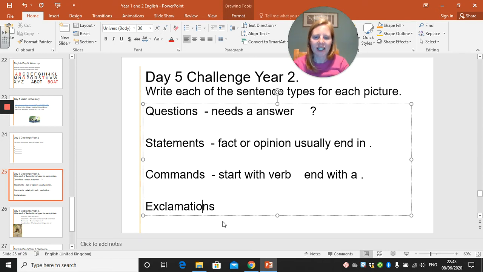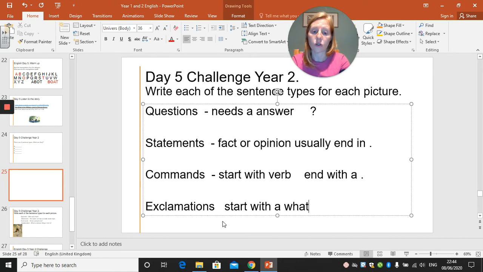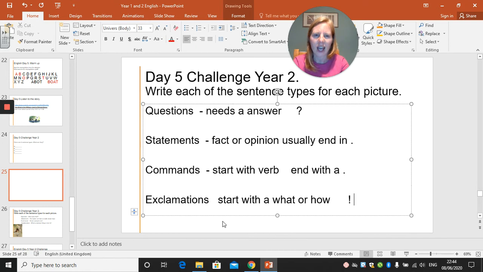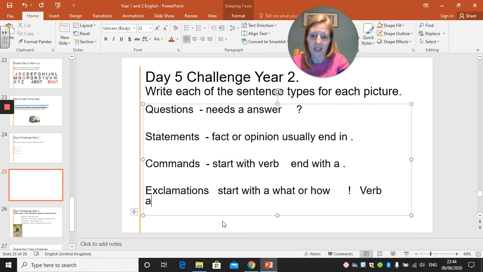An exclamation sentence. Can you remember the special piece of punctuation we use? Can you show me the rings? That's right. Exclamation mark. Exclamations always start with a what or a how. They have that special piece of punctuation, which is an exclamation mark, and the verb, the doing bit, is usually right at the end, which is really weird the way we speak, but that's how it works in this sentence.